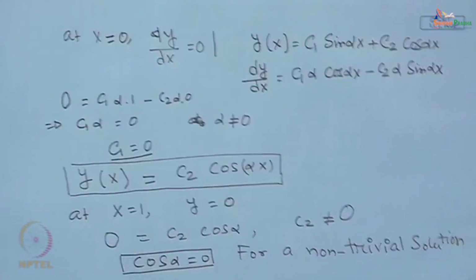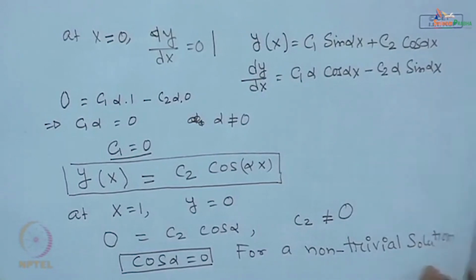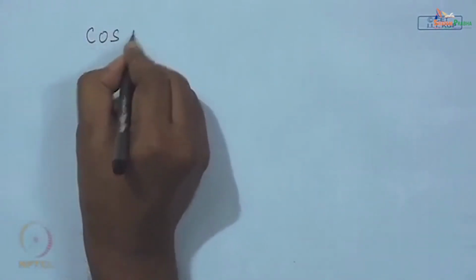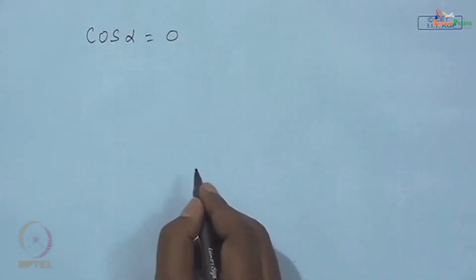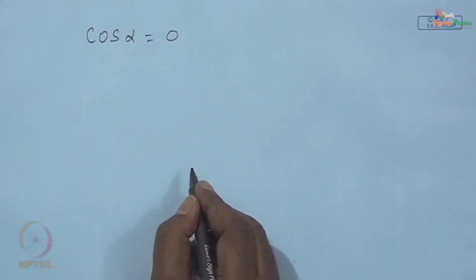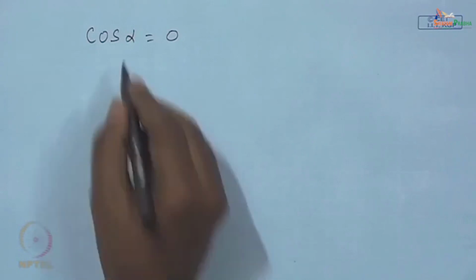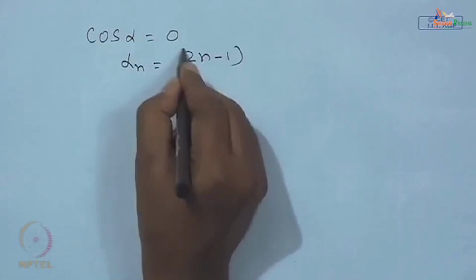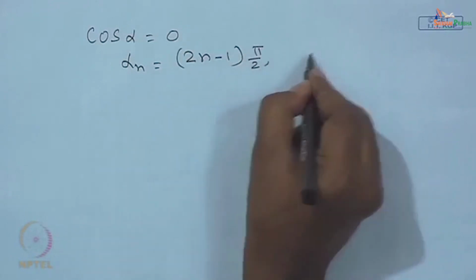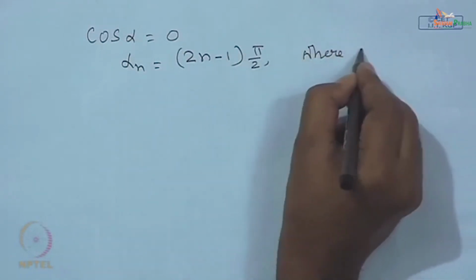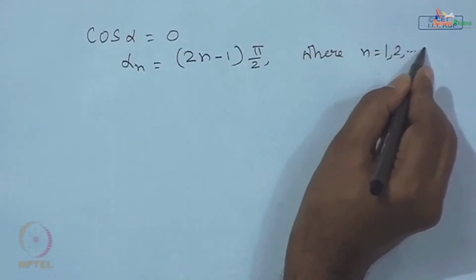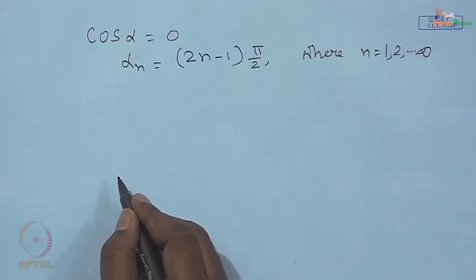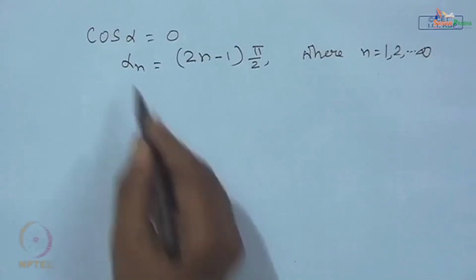If cosine alpha is equal to 0, then let us look into what is the general solution for this equation. We all studied the general solution of sin alpha equal to 0, cosine alpha equal to 0 in our 10+2 standard. So, the general form of this equation is alpha n is equal to 2n minus 1 pi by 2, where the index n runs from 1 up to infinity. So, this is the general form of the solution.